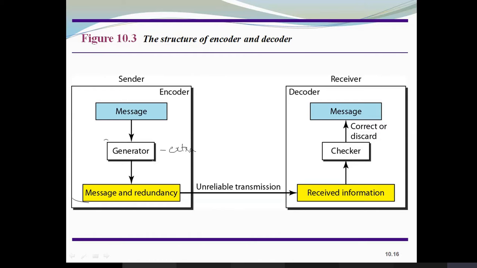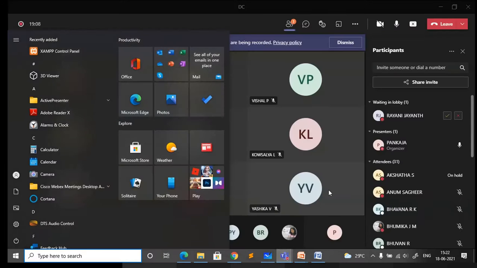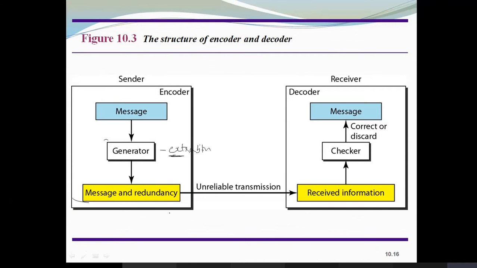How this generator is implemented, we'll discuss with different methods. This generator is going to find out what extra bits should be added. Once the extra bits are calculated, the next step is you need to forward both data and extra bits together: the message the sender wants to send plus the extra bits you got from the generator, added along with the data, and sent through the transmission media.